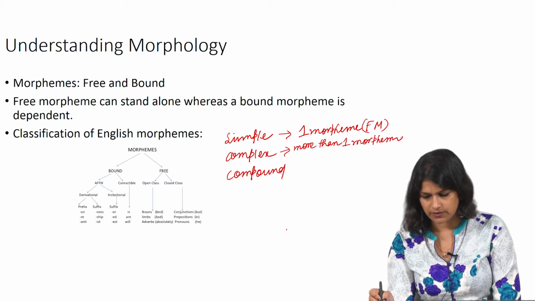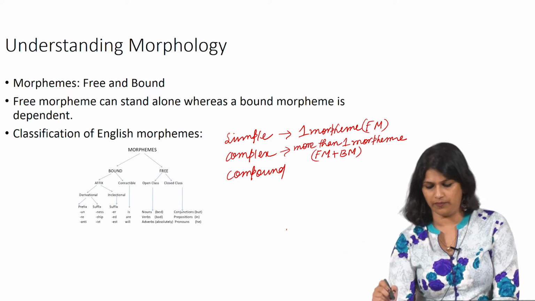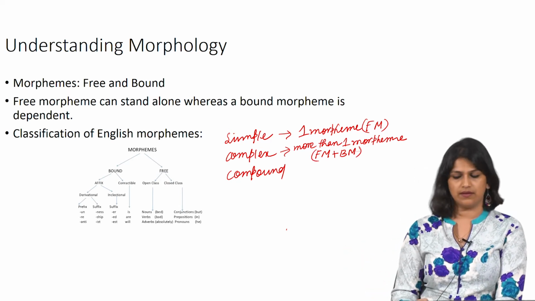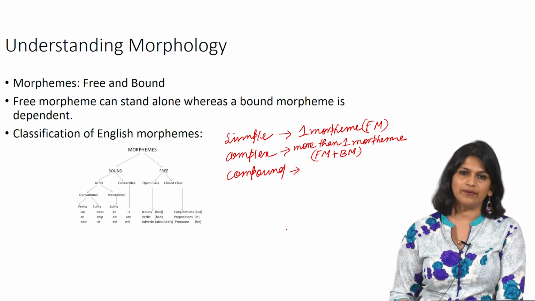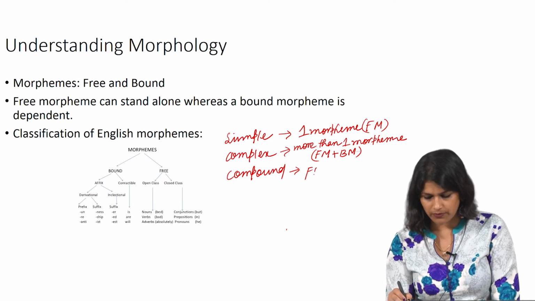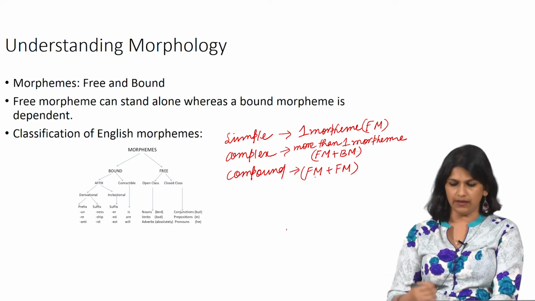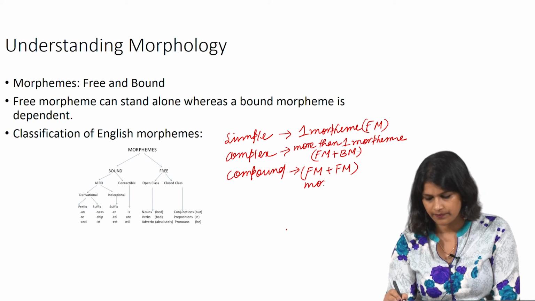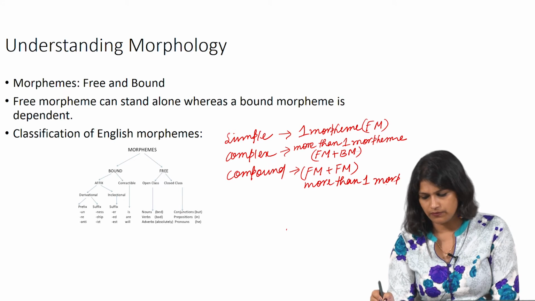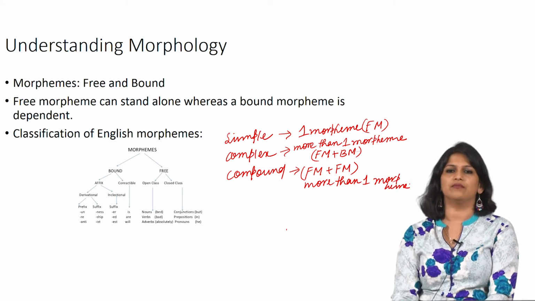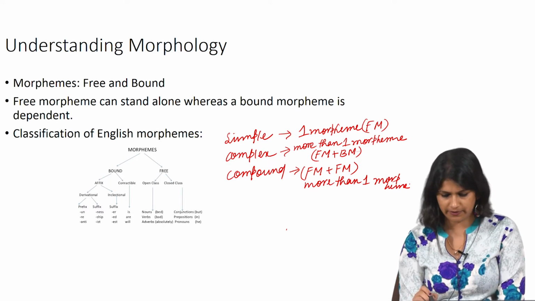And the formula is going to be one free morpheme plus at least one bound morpheme. The number could be more. So, it would mandatorily need one free morpheme and one or more bound morphemes. When it is a compound word, it will have free morphemes only. Okay? This is also more than one morpheme, then only you call it compound. But this will have at least two FMs. So, I will give you an example.